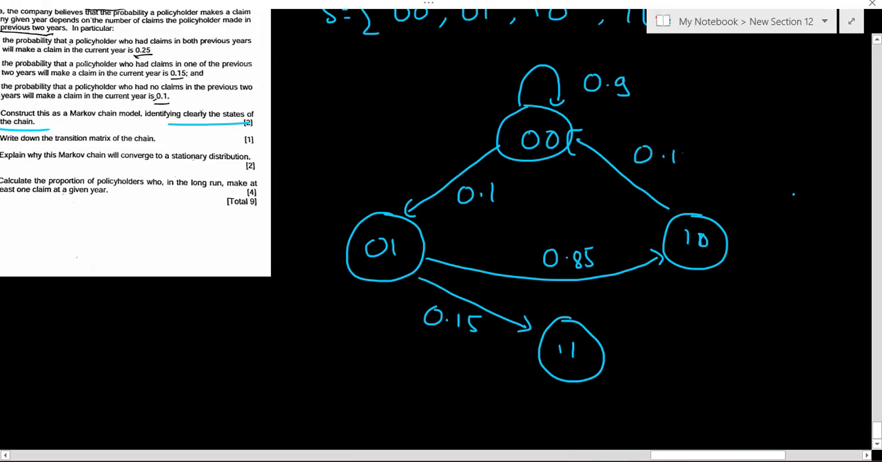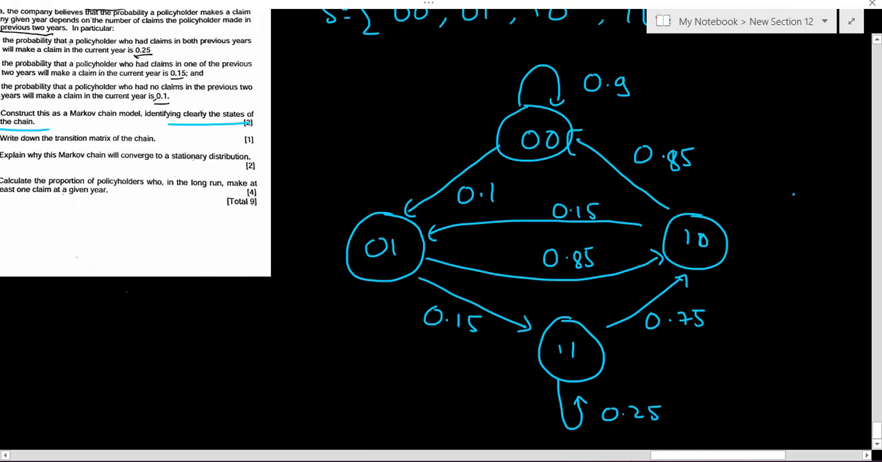So this is 0.85 if I do not make a claim, and if I make a claim I'll go to 0 1, right, because 0 will stay 0 and then I'll get a 1. So this is 0.15. Now if I'm in 1 1, that is I've made a claim in both the years, then the probability of again making a claim is 0.25, so that is the probability of staying here, and not making a claim will take me to 1 0, because 1 will stay 1 and I'll get a 0. This probability would be equal to 0.75.